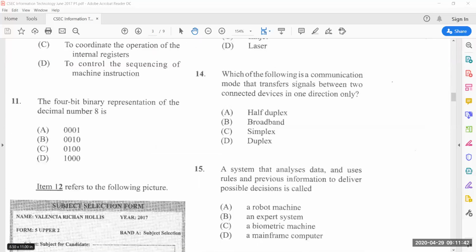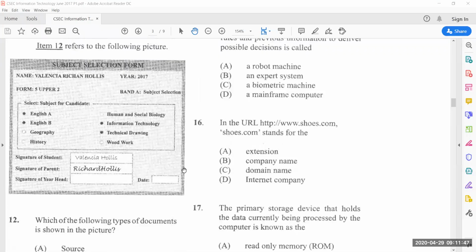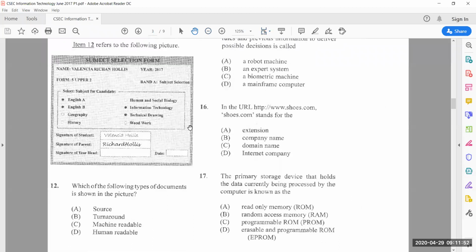Okay. Number 11, binary number representation. Not going to be assessed on that. Number 12. Let's minimize a little bit. Right. For number 12, it has the picture of a document, right? And the question is, which of the following types of documents is shown in the picture? You have source, turnaround, machine readable, and human readable.